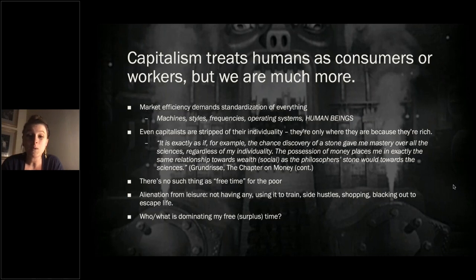Training, right? So maybe you use your free time to pick up a different language or learn a new programming language. Again, this is all about you being more marketable or more standardized as a consumer or a worker, right? Shopping, of course, people need to shop under capitalism or else things will fall apart.